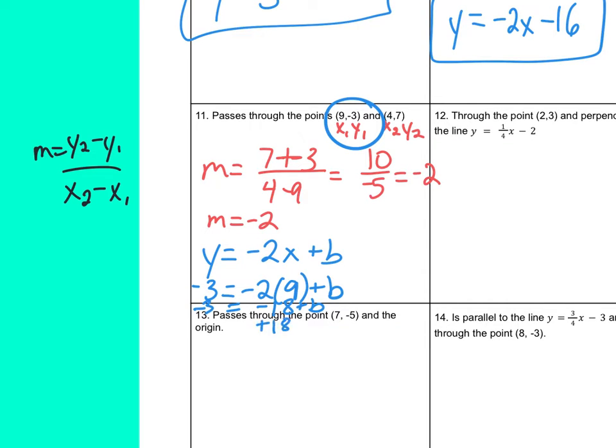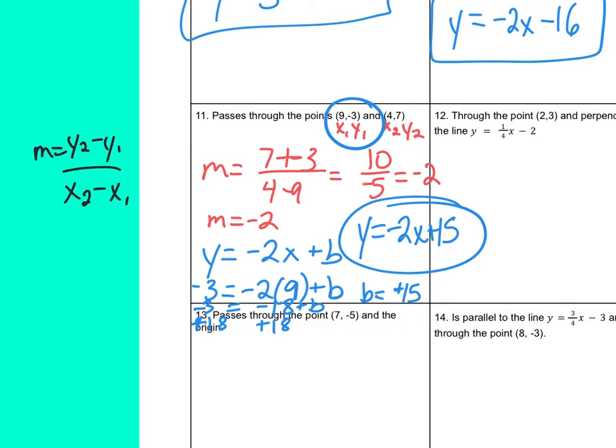Then I just got to add that 18 over. Negative 3 plus 18. Negative 15. No, positive 15. Negative 3 plus 18. We added the 18 over. Yep. Okay. So now my equation is y equals negative 2x plus 15, right? You with me? I didn't leave a lot of room to do that one. I wrote too big.